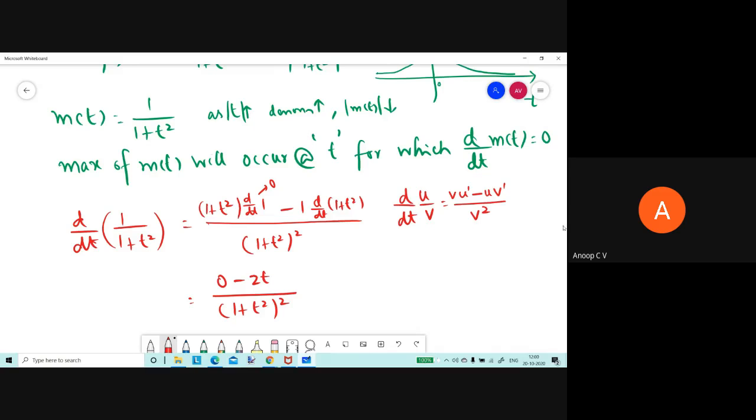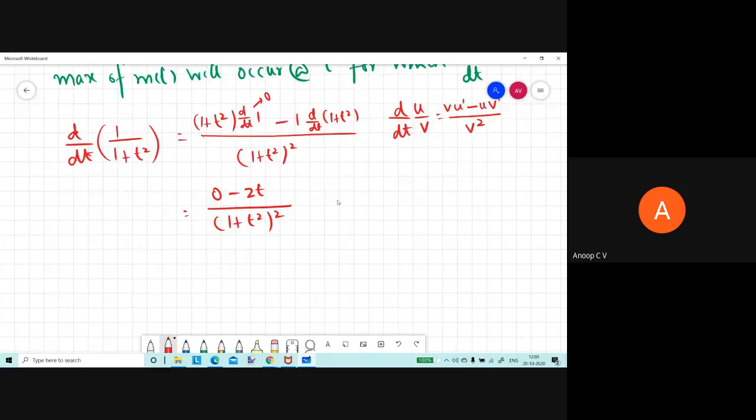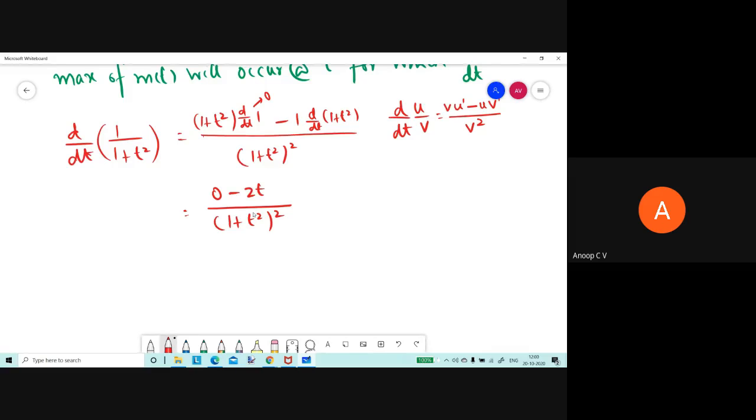So what we need to find is the value of t for which this is equal to 0. If this should be equal to 0, one option is that either the denominator should be infinity, or the numerator should be 0. At the denominator being infinity, we get 1 plus infinity square, so it will be infinity.